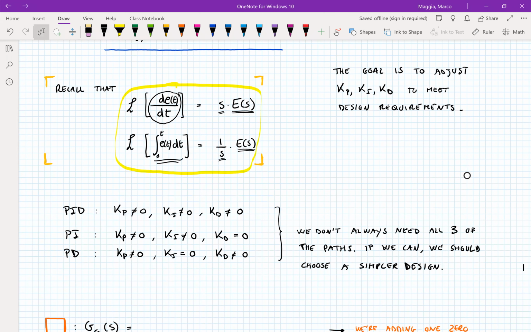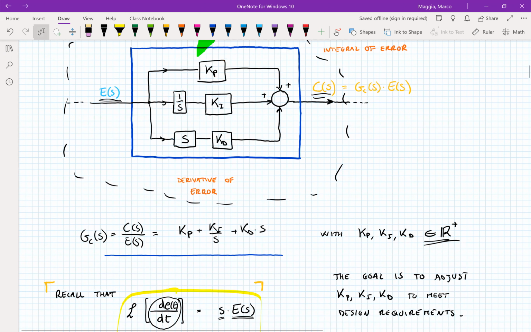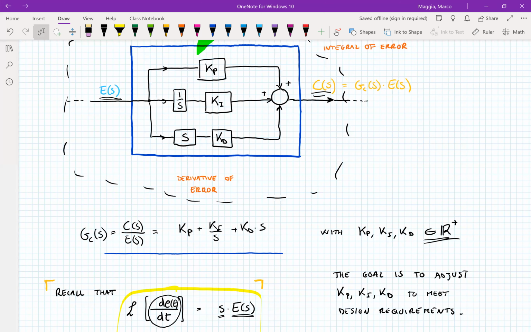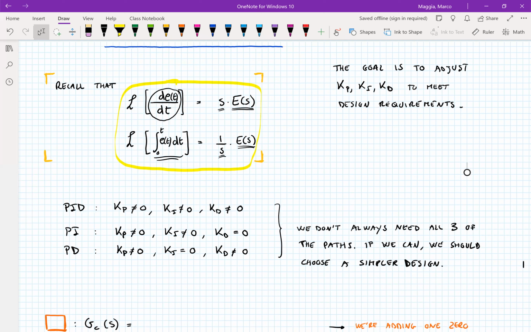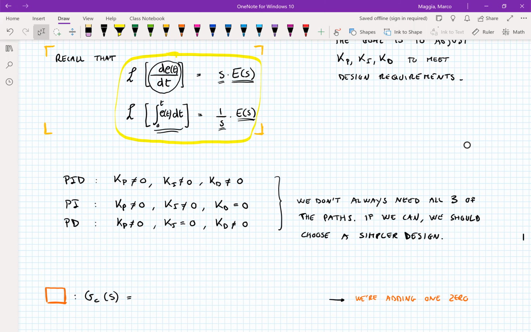Sometimes we don't need all three branches of the controller. And in fact, if you can do your job by using a simpler version, well, you should go for that. You don't need to always use a complete PID controller. The PID controller per se would have all three coefficients different than 0. But you can also have a PI controller in which the derivative is not taken into account.